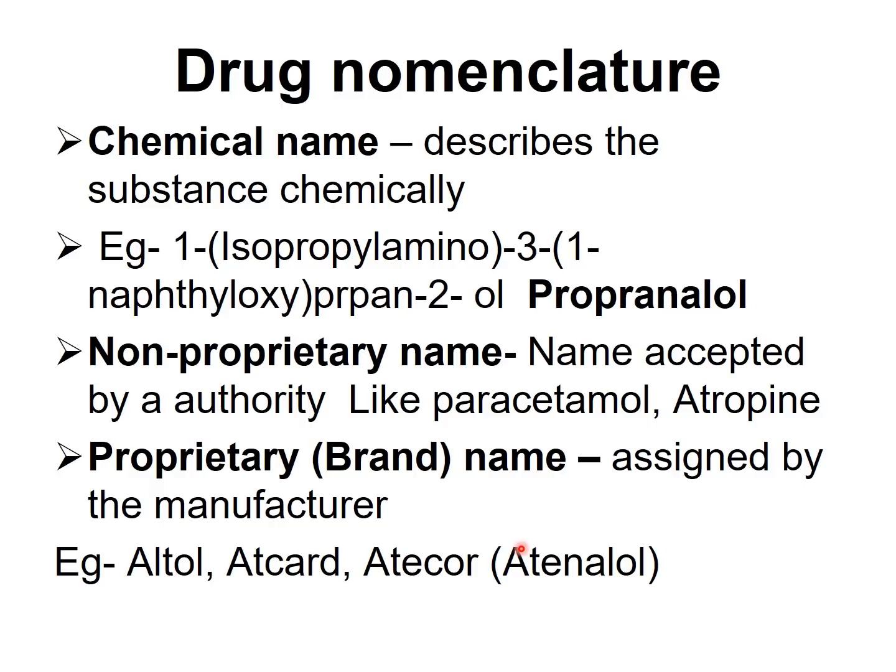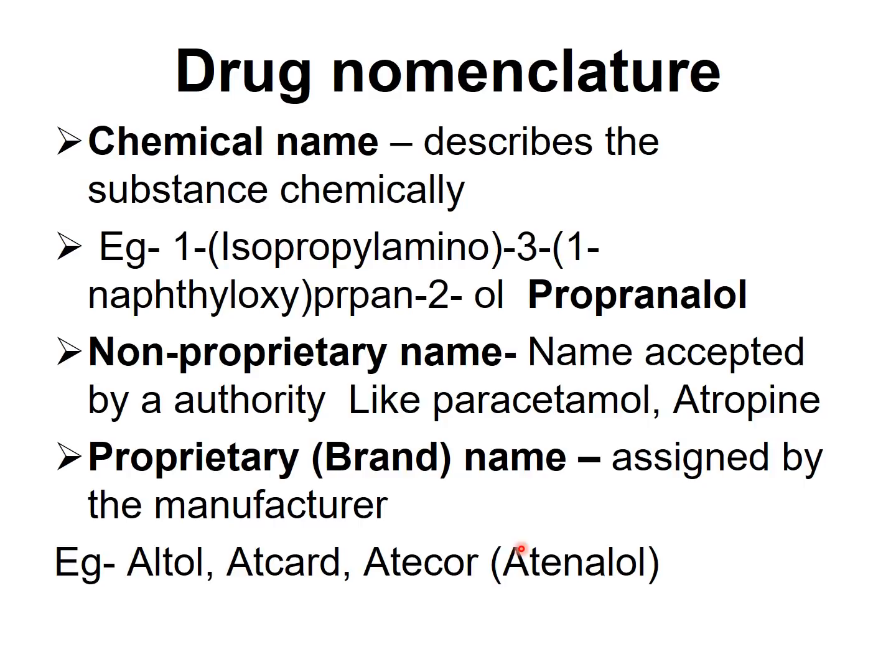And one more thing I wanted to tell you. Apart from these three names, the chemical name, non-proprietary name and proprietary or brand name, there is one more name called the generic name. Generic name basically denotes its group. For example, ibuprofen, aspirin, acetaminophen, mefenamic acid. These are drugs commonly used as analgesics for the treatment of pain or as anti-inflammatory for inflammatory conditions. All these belong to a group called NSAIDs, which stands for non-steroidal anti-inflammatory drugs.